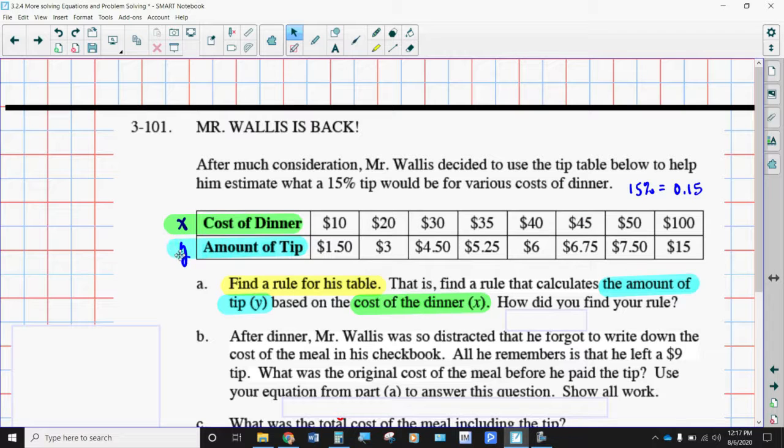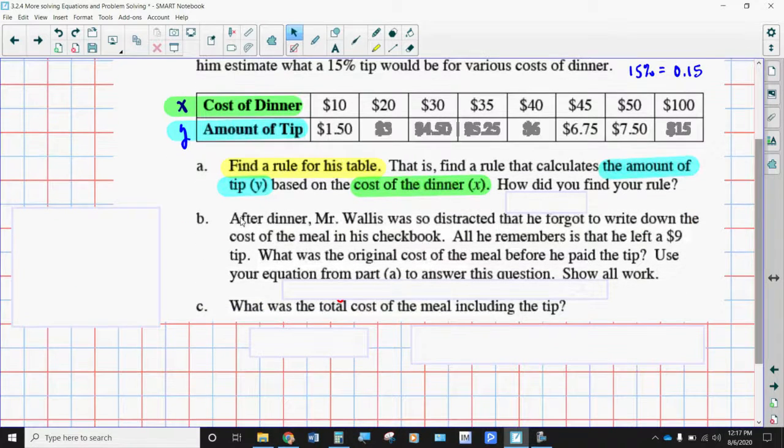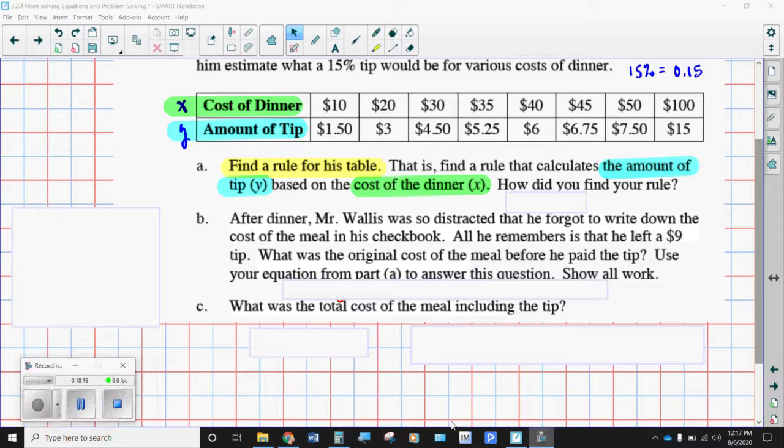We're going to make y the amount of the tip, and we're going to make x the dinner cost. So go ahead and find that rule, and then move on to part B. After dinner, Mr. Wallace was so distracted he forgot to write down the cost of the meal. All that he can remember is that he left a $9 tip. So use this rule to figure out if y is equal to 9, what would x be? What would the cost of the dinner be? And then once you figure that out, declare what was the total cost of the entire dinner with tip included. Spend about 5-10 minutes working through these 3 problems, declare your answers, and then unpause when you're ready to check.